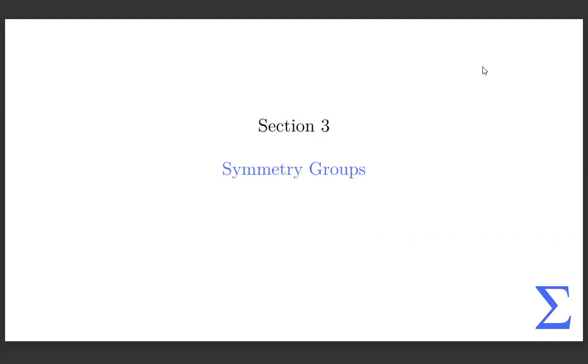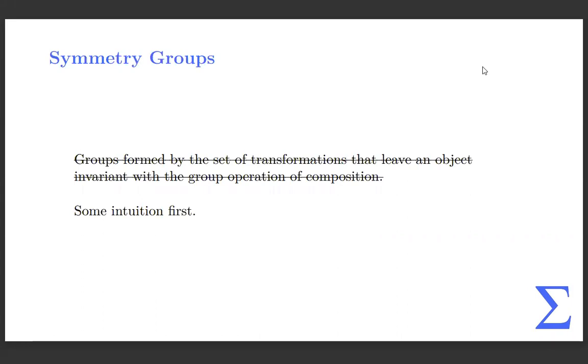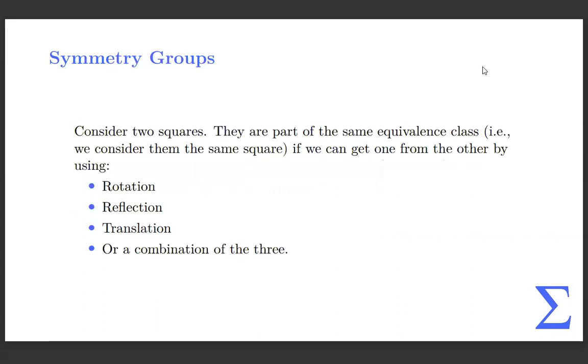Okay. Symmetry groups are interesting because until now we've been talking about groups over numbers that you've seen before, but symmetry groups will generalize this notion a little bit, or they'll use the general form of a group. So this is what a symmetry group is, which again is not interesting. Let's talk about some intuition.